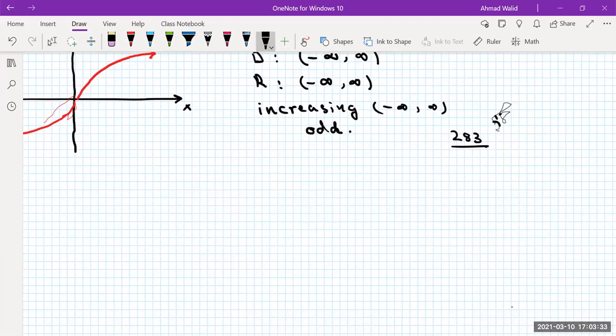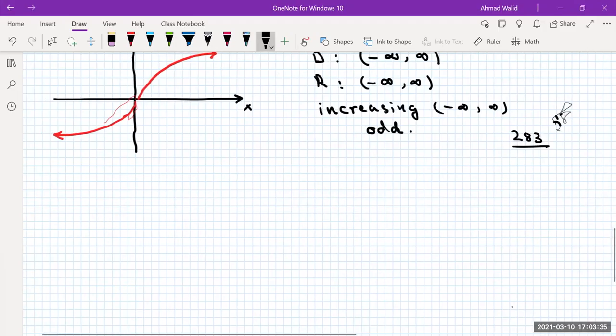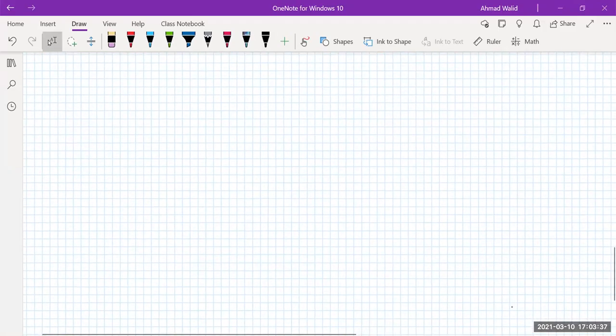The table is there, correct? Now, after you memorize these shapes, let's talk about transformation, correct? And let's start, I will write here A first, with vertical shift.